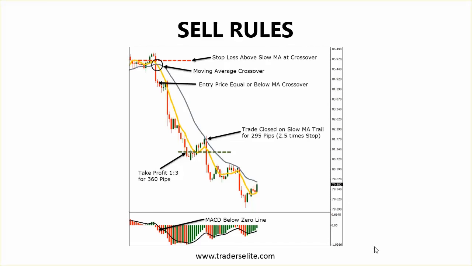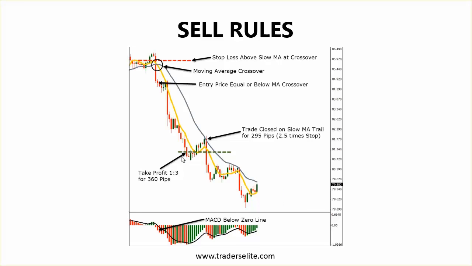Okay, so just going through it, we have a moving average crossover occur here. Fast moving average has crossed over the slow moving average. Entry price is equal to or below the moving average crossover, which it is in this case. The stop loss is positioned just above the slow moving average at crossover. And once again, you can take your profit on a hard target on 1 to 1, 1 to 2, 1 to 3, whatever you choose.